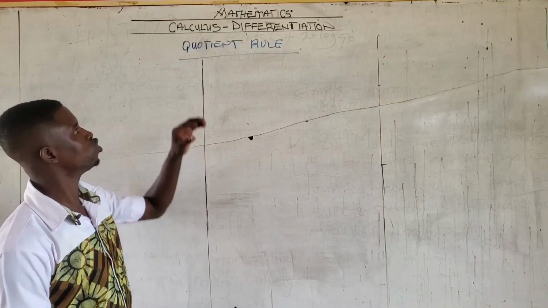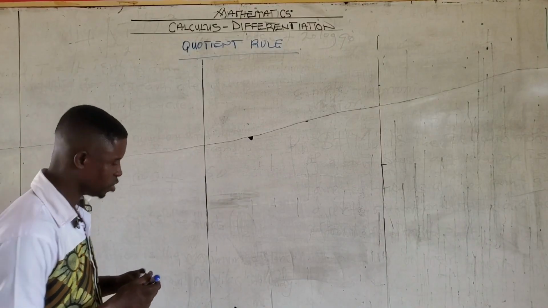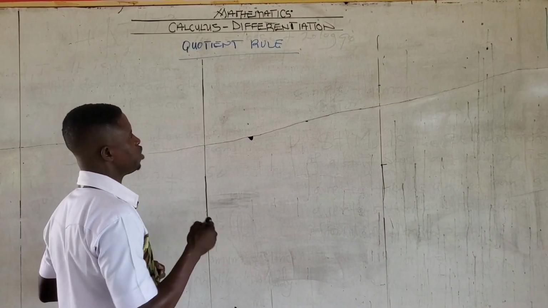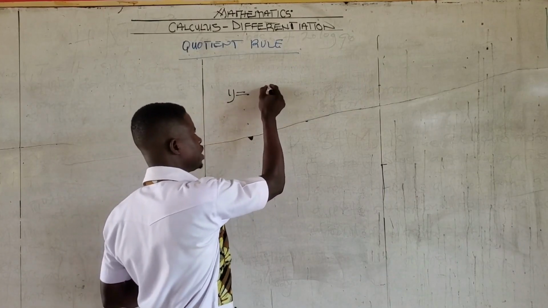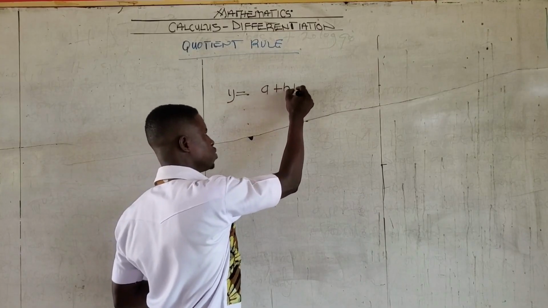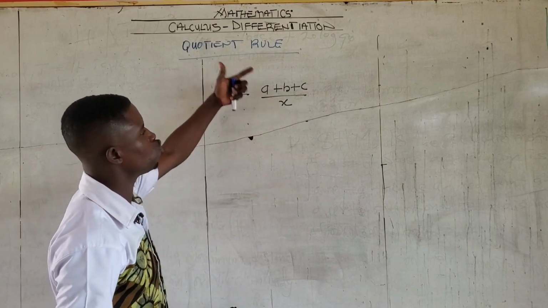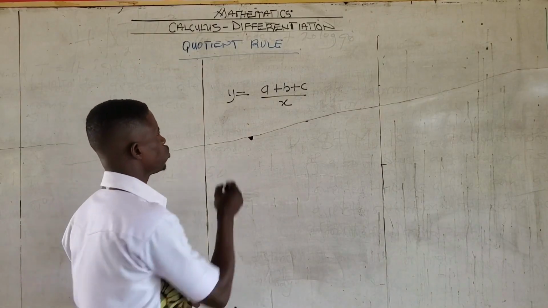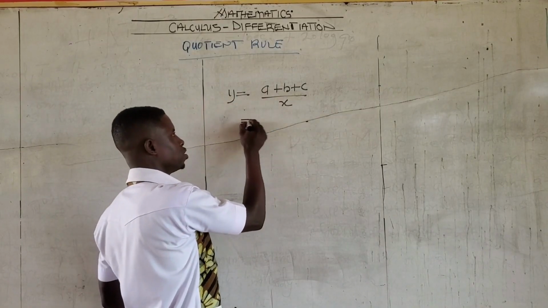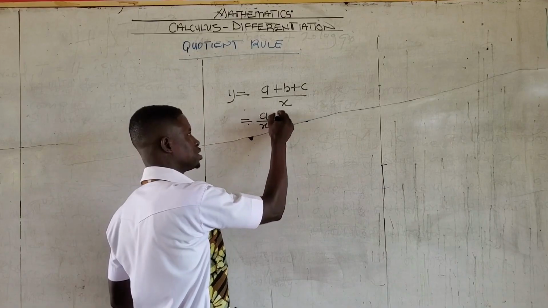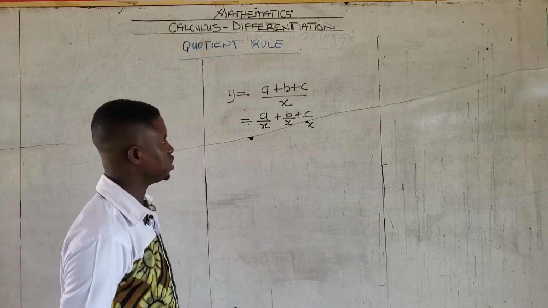All right, so now let me introduce you to the quotient rule. We have already established that when we have expressions of the form y is equal to, let's say, a plus b plus c over x, this is a fraction to which we could apply the quotient rule. But without the quotient rule, we can change this into a linear equation by eliminating the fraction, writing it as a over x plus b over x plus c over x. And we can easily differentiate.